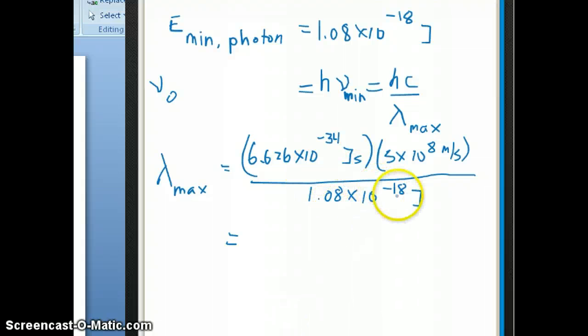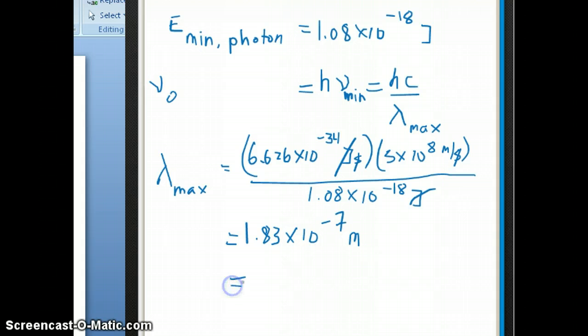Okay, if you carry out this calculation, first off, I just want to point out the units. Joules cancel, and per second and second cancel, leaving you with just meters, which is the unit of length and wavelength. And what you get is a value of 1.83 times 10 to the minus 7 meters.